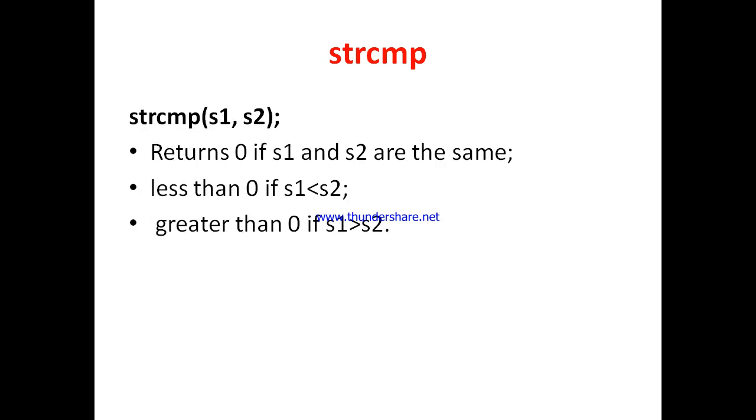Now the next function is strcmp. Cmp means compare. It is used for comparing two strings. It compares the s1 and s2 strings. If both have the same value, then it returns 0, meaning s1 and s2 are the same. If the value of s1 is less than s2, then it returns a value less than 0, that means negative. When the value of s1 is greater than s2, it returns a value greater than 0.